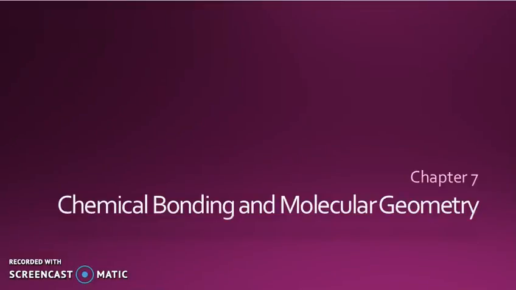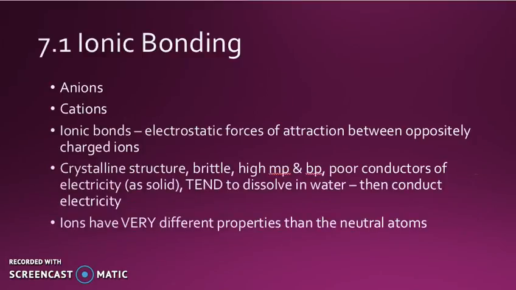Chapter 7 is on chemical bonding and molecular geometry. The first section of this chapter is on ionic bonding, and it should be pretty much a review of what you've already done in chemistry with ionic bonding. By the end of this section, you should be able to explain the formation of cations, anions, and ionic compounds, and predict the charges of common metallic and nonmetallic elements, and write their electron configurations.